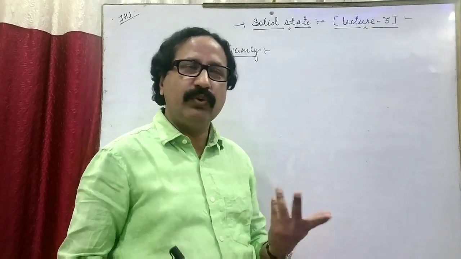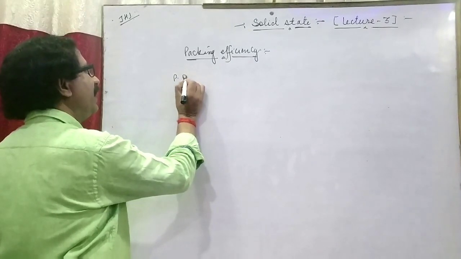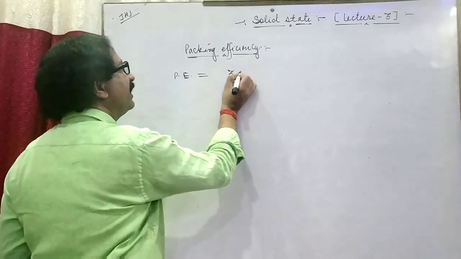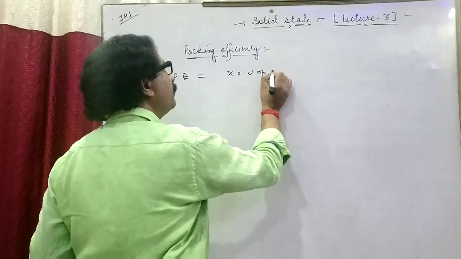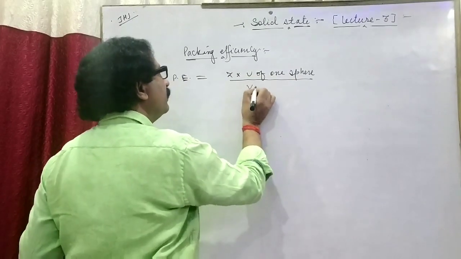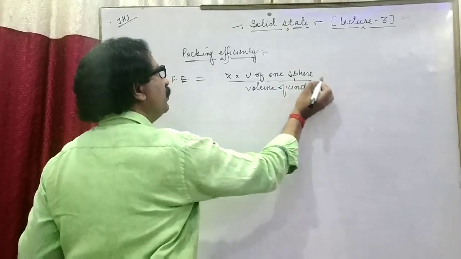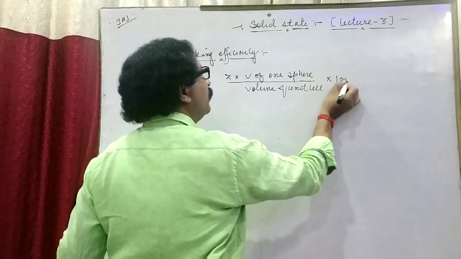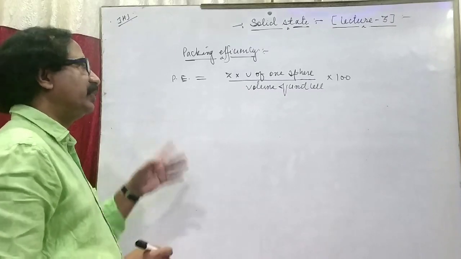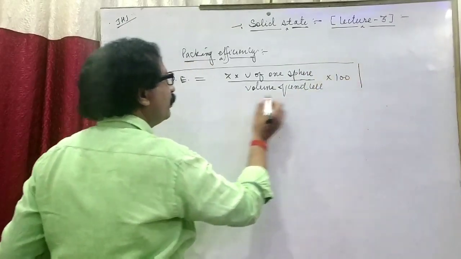And you know what the formula of the packing efficiency is? Packing efficiency must be equal to Z into volume of one sphere, whole upon volume of unit cell, into 100. This is the common formula which is used to decide the packing efficiency of any unit cell.